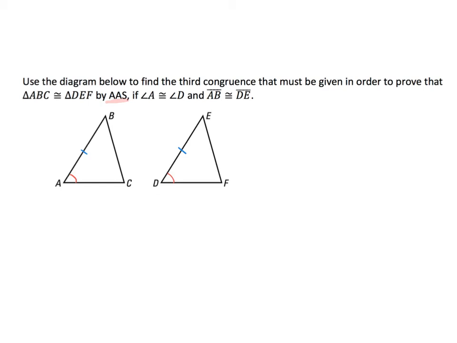So for angle, angle, side, the other angle that I know cannot make our known side be included. It needs to be on the other side. So if I was going to go through, it needs to be angle, angle, side. Well, right now I have angle, side. And so what I need is another angle, but I need to go this way around the triangle. So I need angle C to be congruent to angle F.